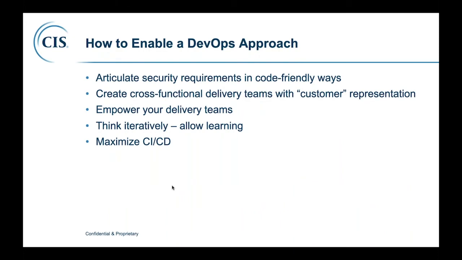Right, so, how do you want to enable your DevOps approach? Like in your security program, in your IT operations, which really have to go hand in hand, right? In your software delivery, we have a few suggestions. I think the first is really important. You want to articulate your security requirements in a code-friendly way. So as an example, when your policy says you need to use strong cryptography on information in transit, which sounds like a pretty typical policy statement, your enterprise standards need to be very specific.